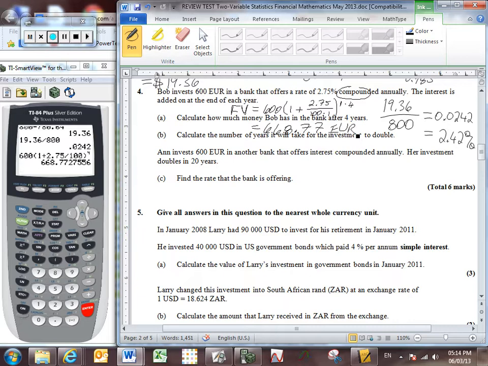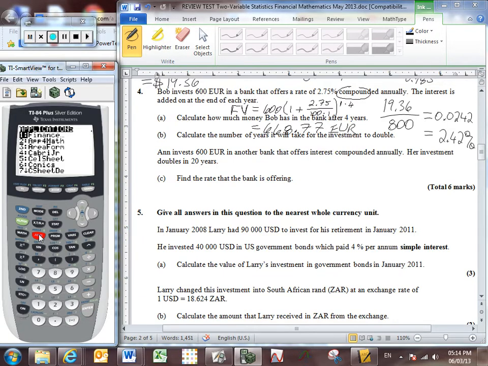Another method we could have used is in apps, finance, and TVM solver. And so the number of time periods that have occurred, well, if we're only compounding once each year, and it's 4 years, that is 4 compounding periods. The interest rate is 2.75%. The present value, Bob has to give the money to the bank, and so he is losing 600 on that particular transaction. He's not making any payments, and we're looking for the future value of the money.